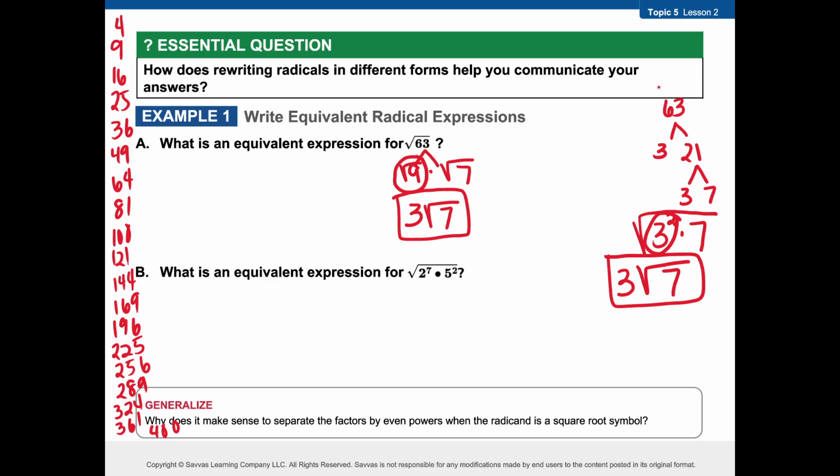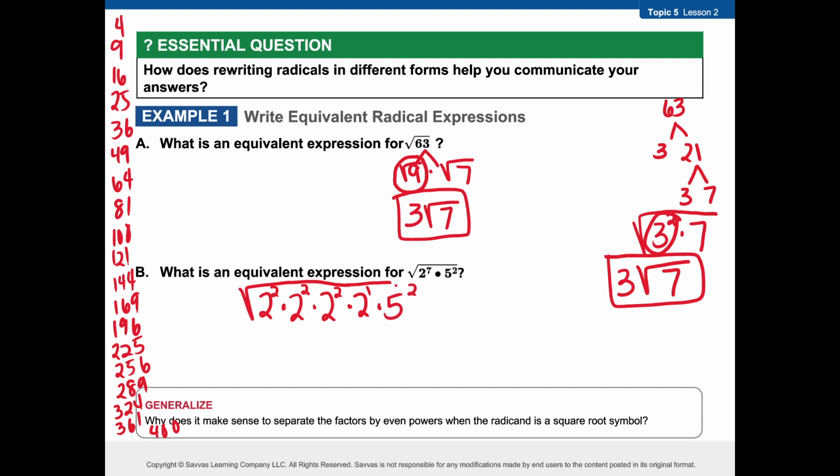Letter B, they kind of already did the factor tree for you. I like to do, if it's a square, I need pairs. So I'm going to make my 2's all into pairs. I have 2 squared, another 2 squared, one more, and then I have a lonely 2 that doesn't have a partner. 2 plus 2 plus 2 plus 1 is your 7.